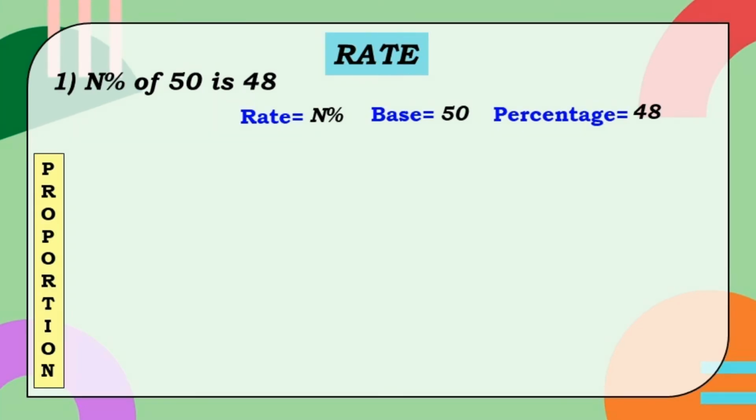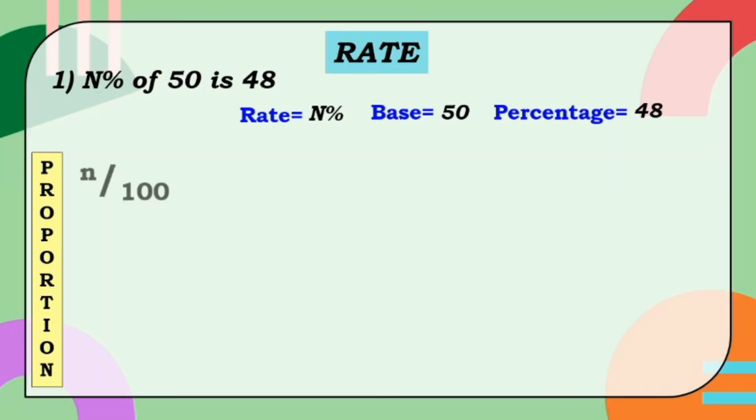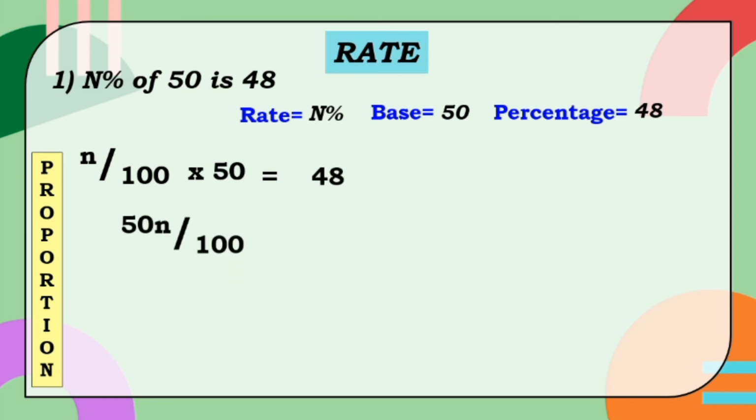Using proportion, i-convert natin yung n% para maging fraction. So, n over 100. Dahil pag sinabing percent, means per hundreds. Then, yung off, ang ibig sabihin nun ay multiply. So, times 50. At yung is ay equal sign. Then, copy 48. Multiply the numerator. N times 50, 50n. Over 100 equals 48.